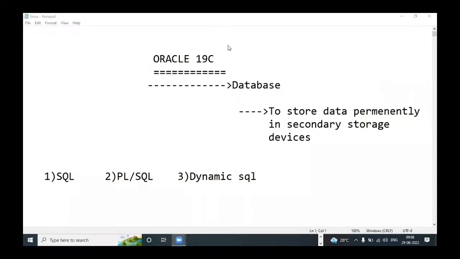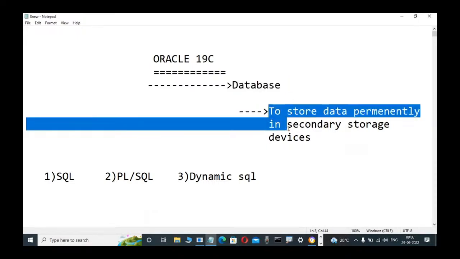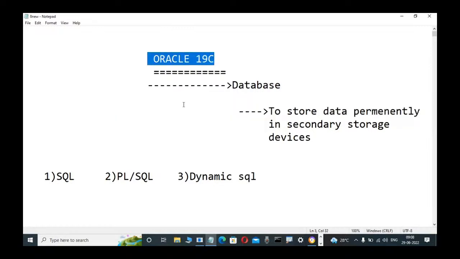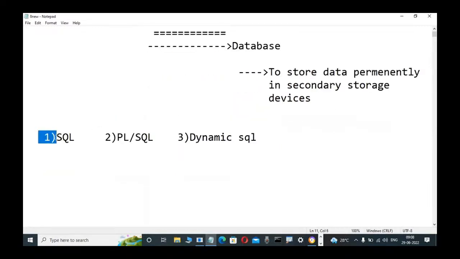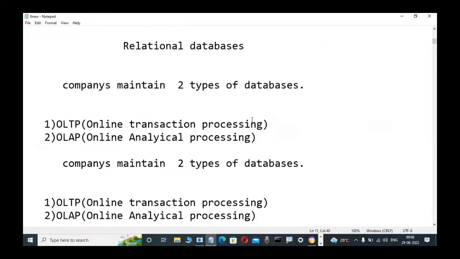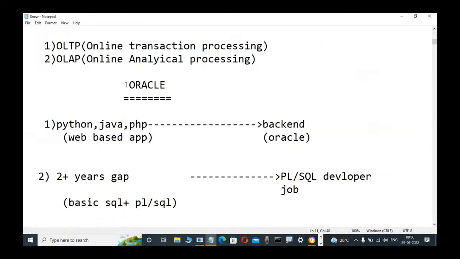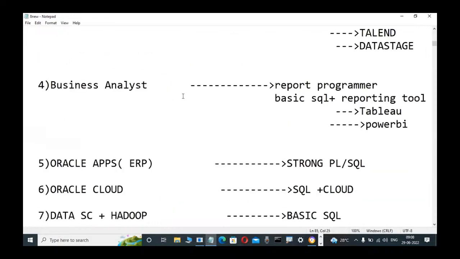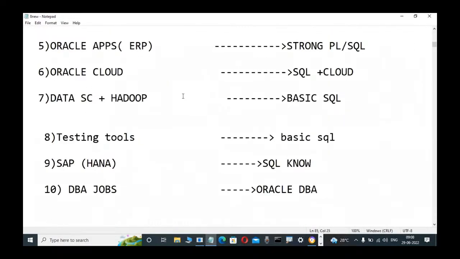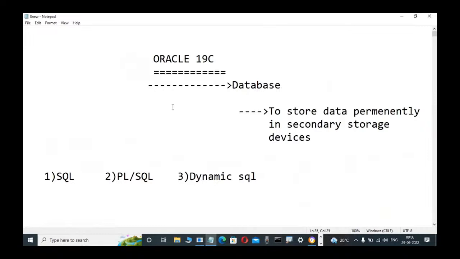What I told you in the previous class: Oracle is a product from Oracle Corporation. This is a database product. The purpose of database products is to store data permanently. If you want to operate Oracle, then we use three languages. SQL is a language, PLSQL is a language, and another one is dynamic SQL. Up to this point we have discussed. You also have an idea what types of jobs are available and who are the persons learning these courses. Yesterday we talked only about that.